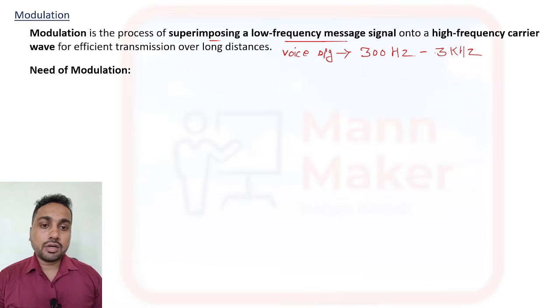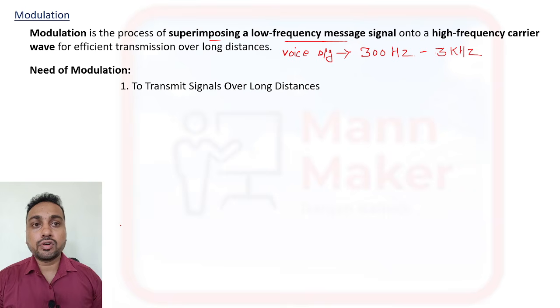So there are some criteria for why modulation is required. We have more points on the need of modulation, but mainly some points. The first is to transmit the signal over a long distance. For a low frequency like our voice signal, to transfer it to a long distance we need a carrier signal.